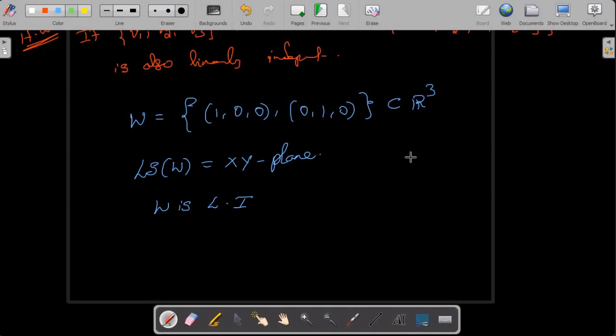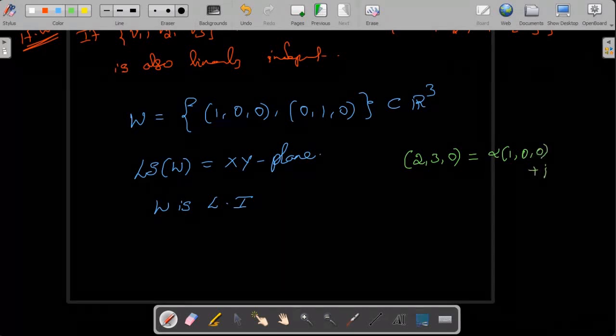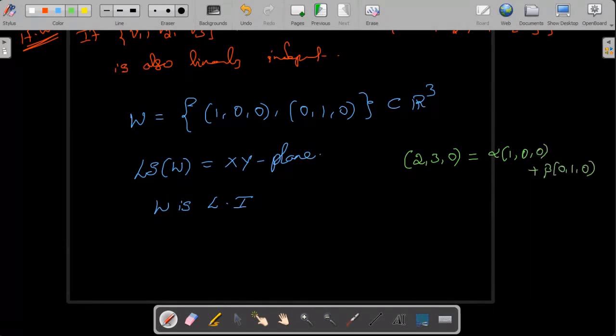It means that suppose you take some element, let's say 2, 3, 0. Now this can be written as a combination of these two in only one way. You can't write it in two different ways. That one way is this: if you write alpha 1 into 1 0 0 plus beta into 0 1 0, then alpha must be equal to 2 and beta must be equal to 3. This is the only way that you can express it. There is no other alpha, beta which can give you the same element using these two elements. Okay.